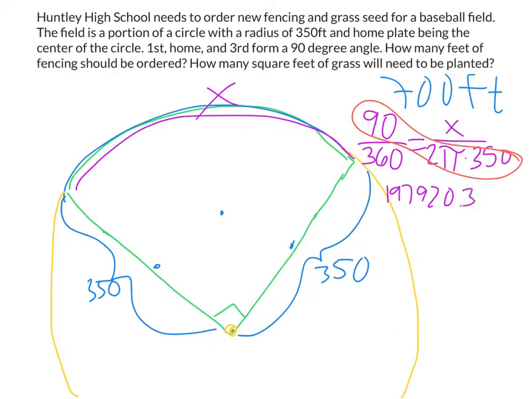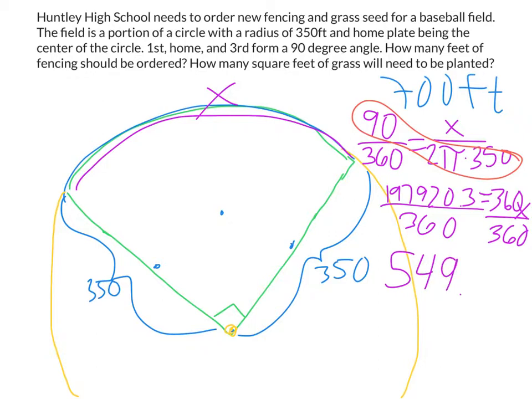197,920.33717, so 0.3 equals 360x. Okay. And I'm leaving this on my calculator. I'm going to divide by 360. And when I divide by 360, I get 549.778, so let's say 0.8 feet, or even 550 feet of fencing to fence that outfield.